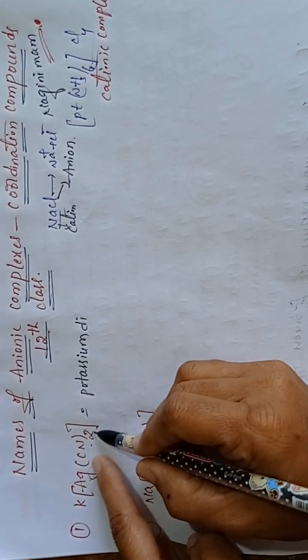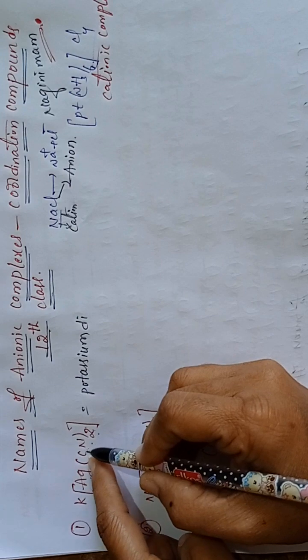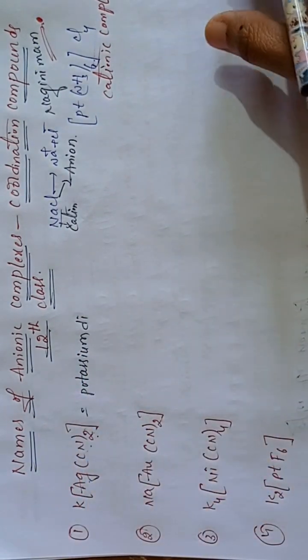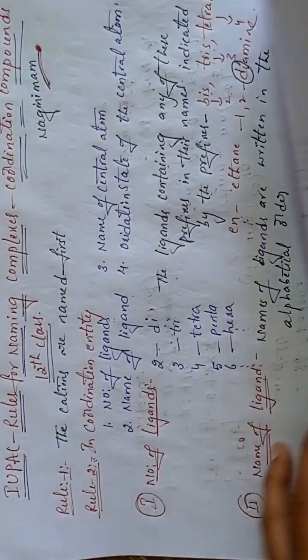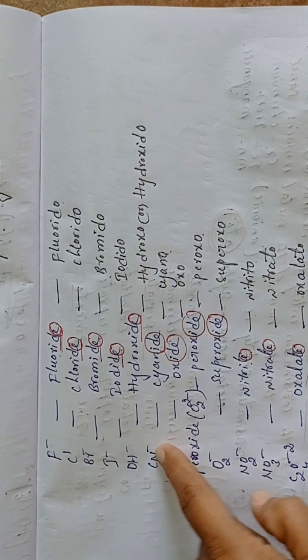Next, the number of ligands is over. The second one is the name of the ligand, CN. CN means it is the negative ligand. Yes, it is the negative ligand, CN minus. What is the name when you are writing the name of the ligand? I told you about negative ligands and neutral ligands in the last video. CN minus is cyanide.